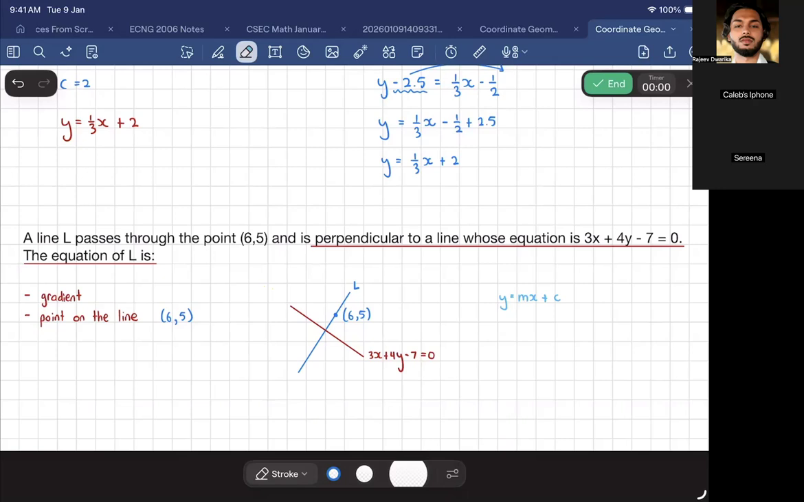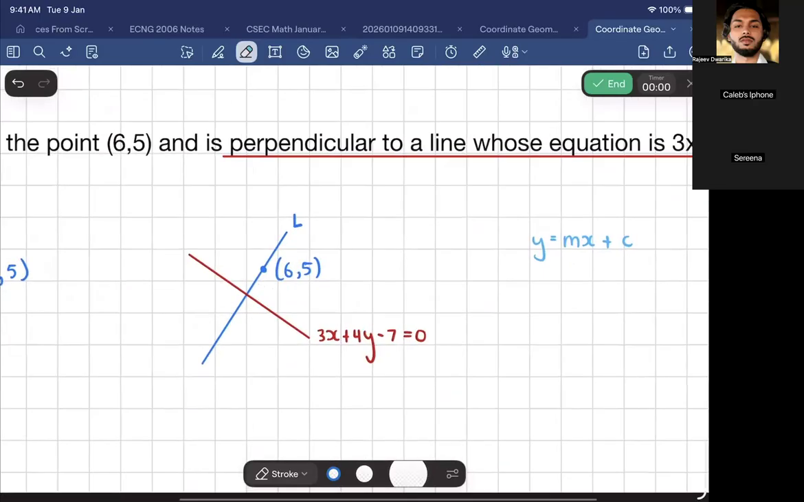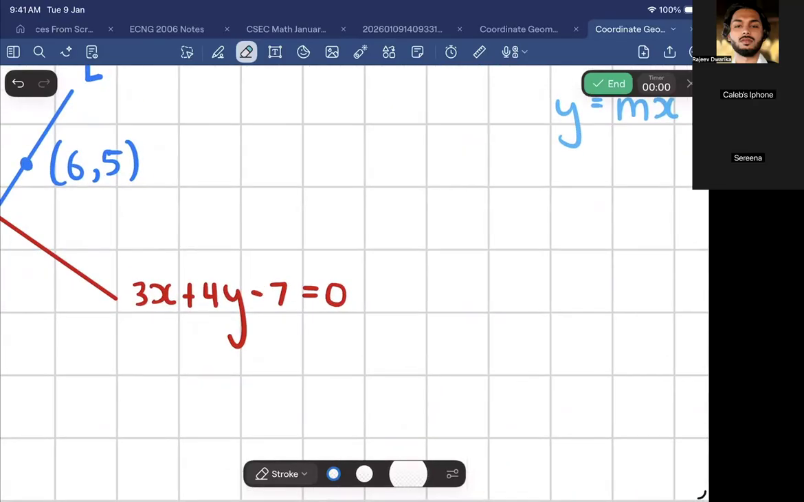All right, so Caleb, did you make y the subject of the formula? I think so. All right. Talk to me. How would you make y the subject of the formula? Run me through these steps.